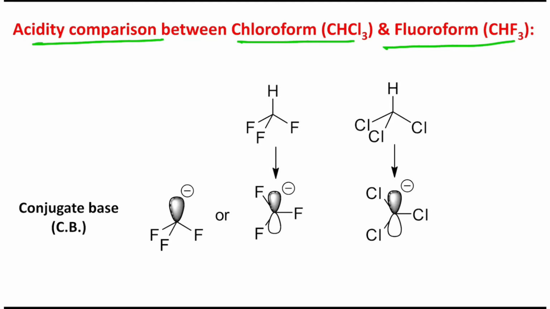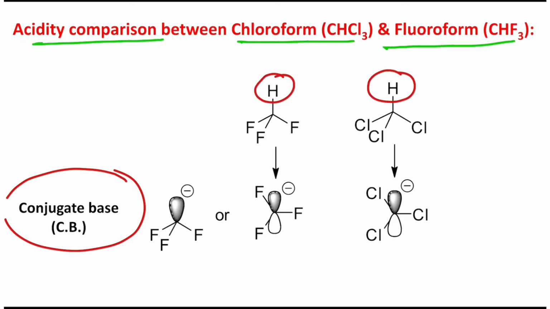So student, remember one rule. If anywhere a question is asked about acidity, you should focus on the conjugate base or CB. Okay, what is the conjugate base? Just remove the proton, meaning H plus, from this molecule, and whatever is produced is called the conjugate base or CB. Now if the conjugate base is more stable, meaning the anion is more stable, then the compound will be more acidic. That is the simple logic.